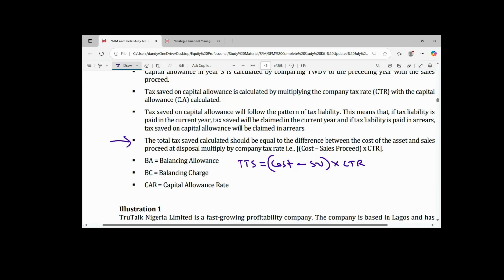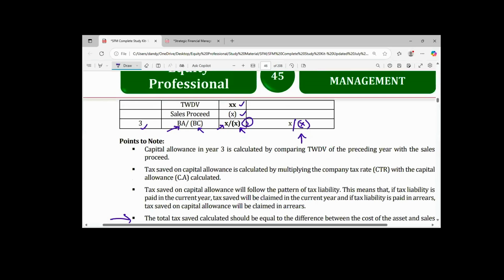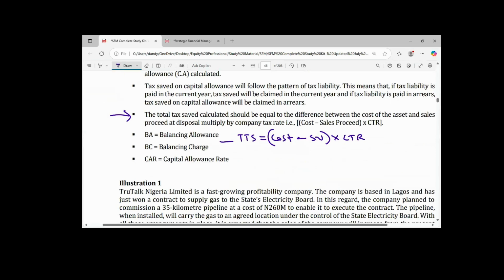All right. So the total tax saved must be equal to this formula. The total tax saved that you have computed here must be equal to the formula here. So if it is not equal, then something is wrong somewhere. The only difference cannot be more than one, maybe one, just due to rounding. Okay. But in any case, this is the formula for you to confirm whether your total tax saved is correct or not. So that's the formula we are expected to use to do that.